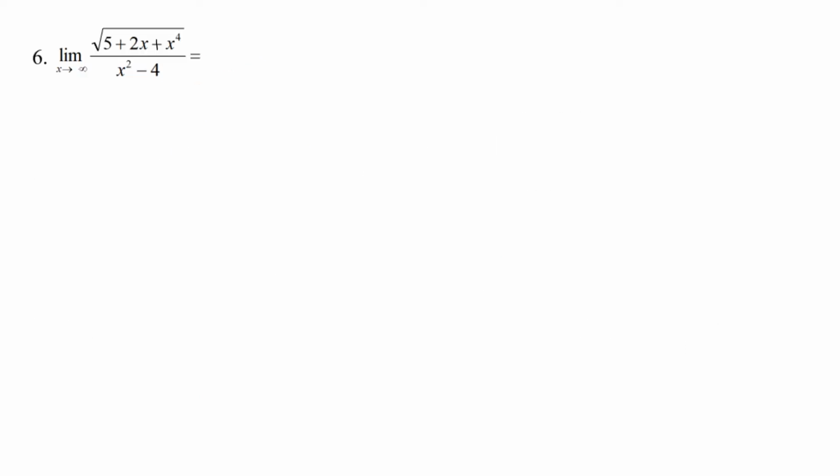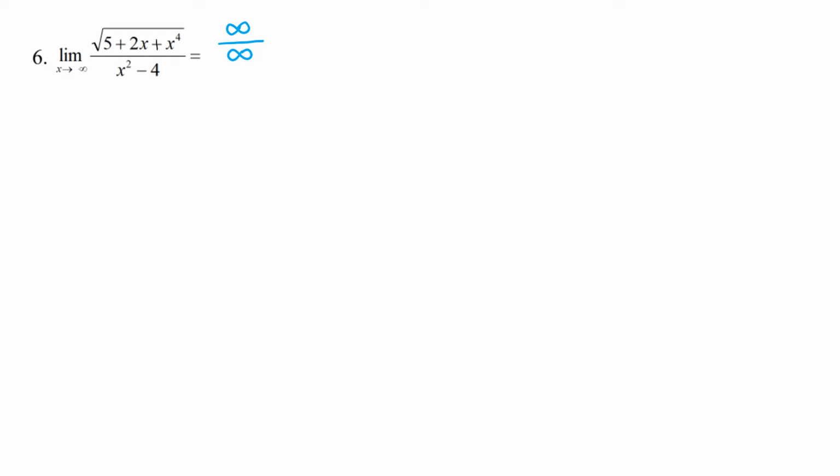We have the limit as x approaches infinity of the square root of 5 plus 2x plus x to the 4th power, all over x squared minus 4. If we try to evaluate this limit as is, we end up with infinity over infinity, which is indeterminate. So we'll need to do some more work.